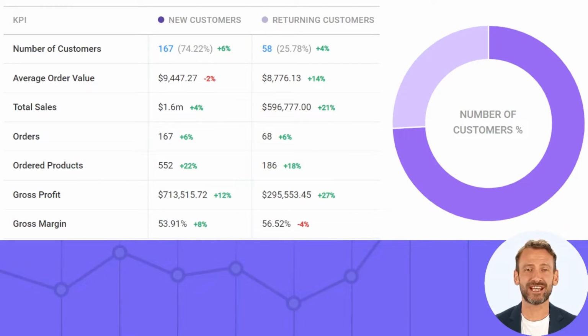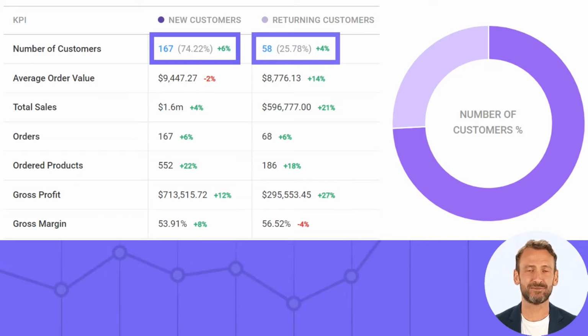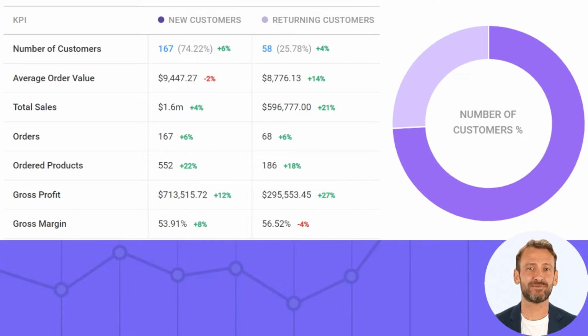First, check what percent of all of the customers are new versus returning customers. In this case, about 74% of the customers are new, and about 26% of them are return customers. It depends on the products and the business model, but generally speaking, we should have at least 40% returning customers.